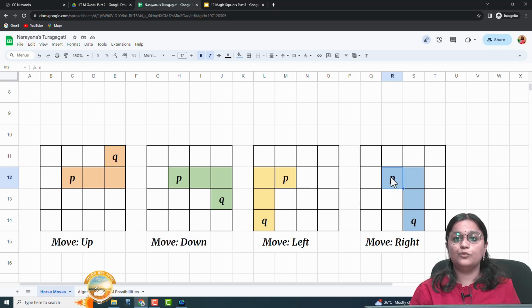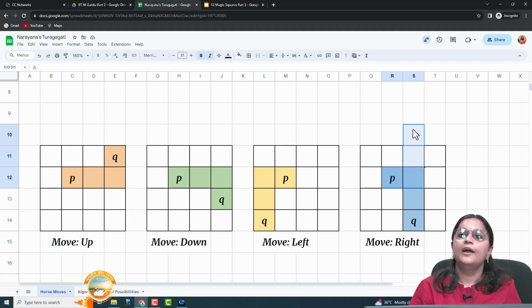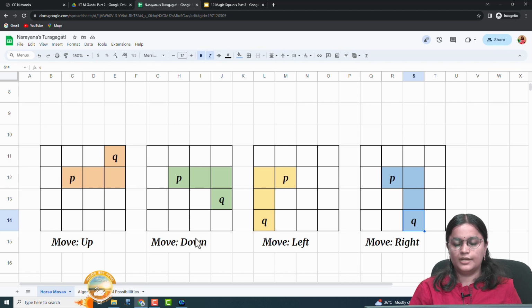Finally, let's say we want to make the right horse move. From P, we go right and move 2 steps, giving us Q. Let's say instead of going downward, you want to go up. Again, from P, we go right, go 2 steps above in a horse fashion, and this gets wrapped around and comes down to Q. This explains the 4 different types of horse moves which are possible to do in the construction of a square.